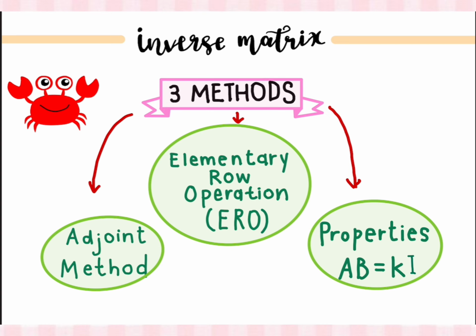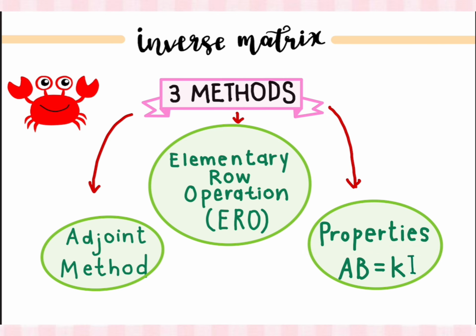We will show you guys the easiest way to find the inverse matrix. First things first, there are 3 methods to find it. Firstly, we have the adjoint method, which we will emphasize more in this video. The second one is elementary row operation, also known as ERO. And the third one is by using properties, with the formula AB equals kI.